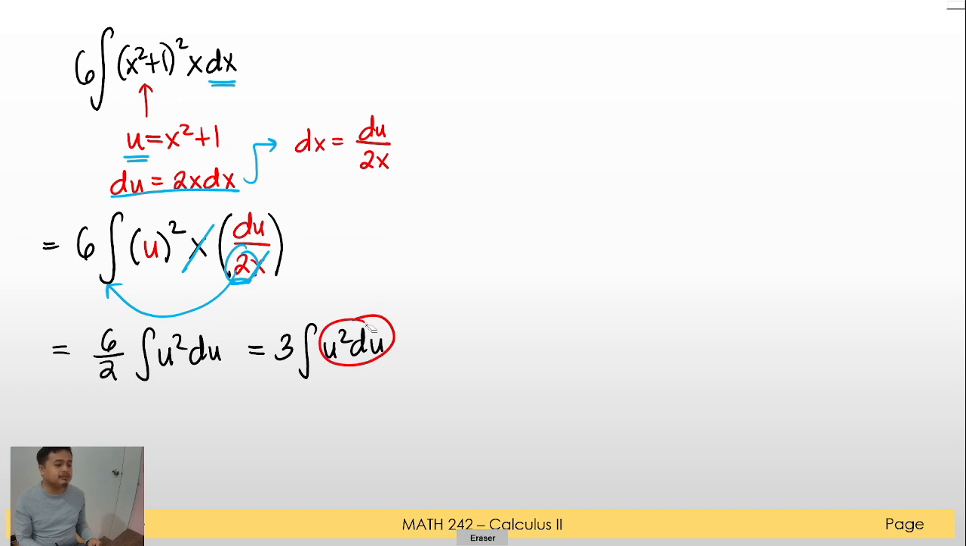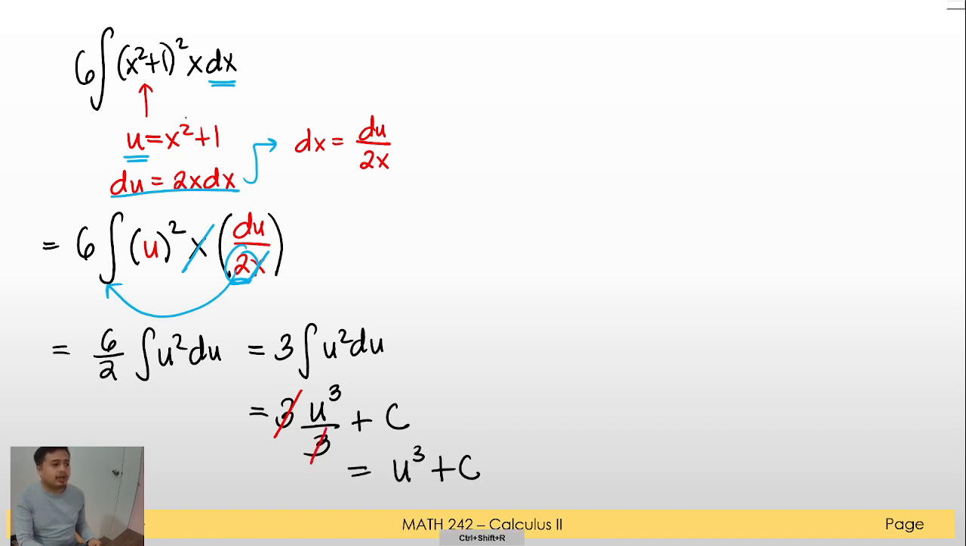Now, how do we integrate this function? We have the power rule again. We add 1 to the exponent. We have u raised to 3 over 3, basically 2 plus 1, and then plus c. So we could cancel out this 3 here. The answer should be u cubed plus c. But again, we know that u is equal to x squared plus 1, so simplifying this, the answer is (x squared plus 1) cubed plus c.